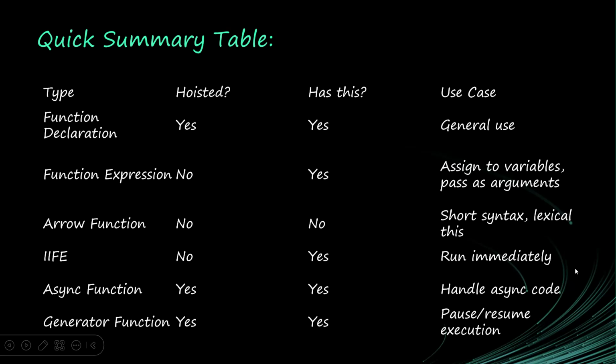It runs immediately. Asynchronous function can hoist. It has its own this keyword. It handles asynchronous code. Generator function can also hoist. It has its own this keyword. It can pause and resume execution. We'll talk about that in later classes.